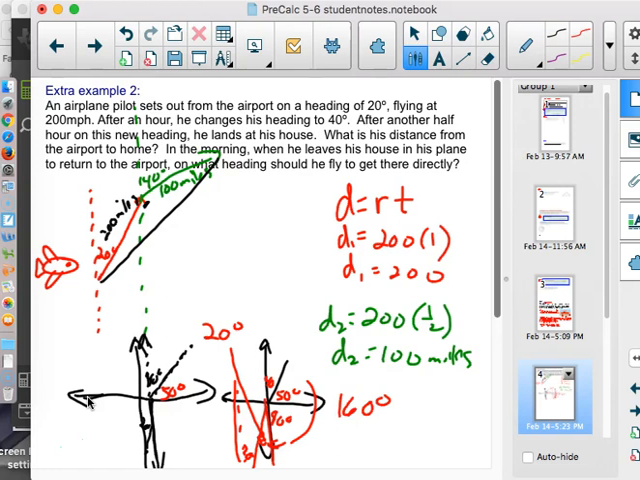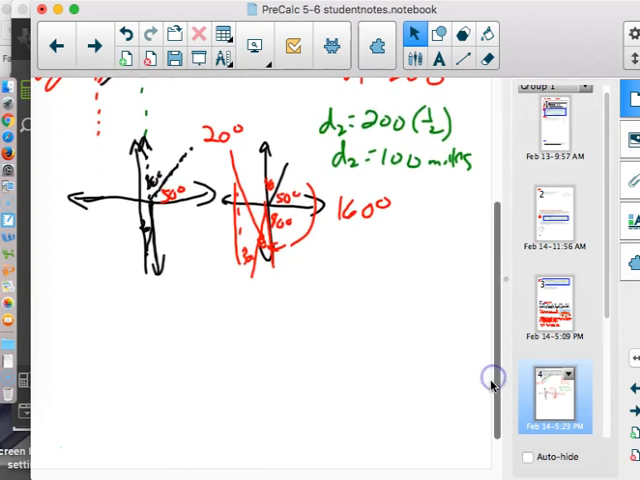So now we can go ahead and use the law of cosines to find that missing side. And it doesn't matter what letter we use to represent it. I think I'll just use C again, since we did that with the last one. So C squared equals, we had our 100 and our 200.